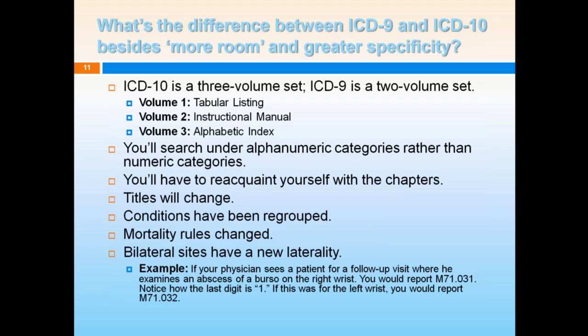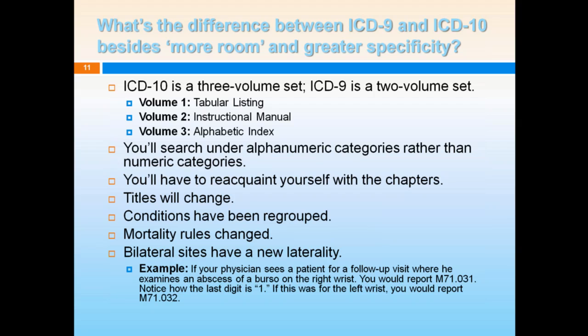Also different under ICD-10, you'll search under alphanumeric categories rather than the numeric categories. ICD-10 has twice as many categories as ICD-9. You'll have to reacquaint yourself with the chapters as they have been rearranged. Some of the titles will change. The conditions have been regrouped. Also, you'll have to get to know some minor changes to the coding rules for mortality.